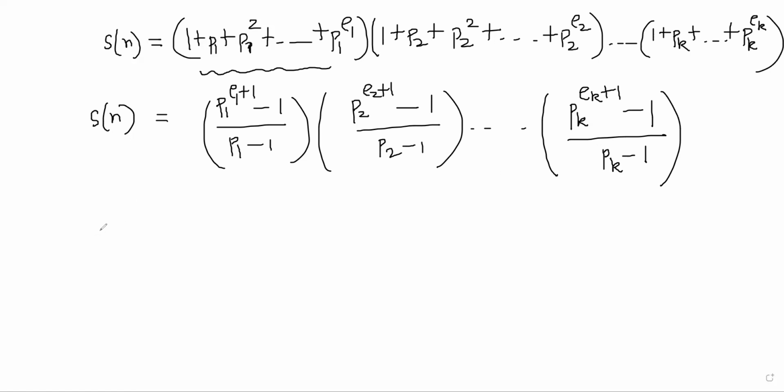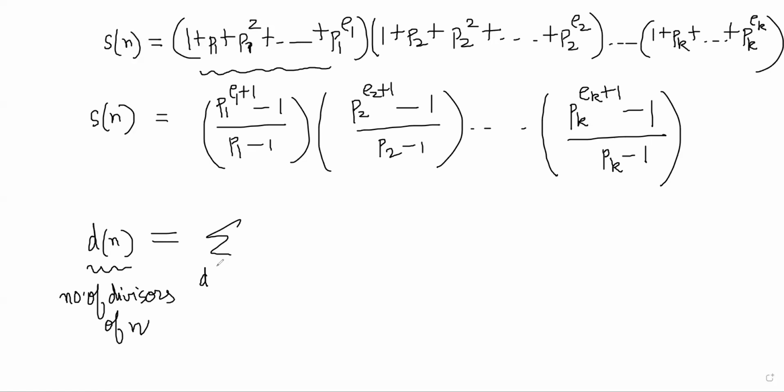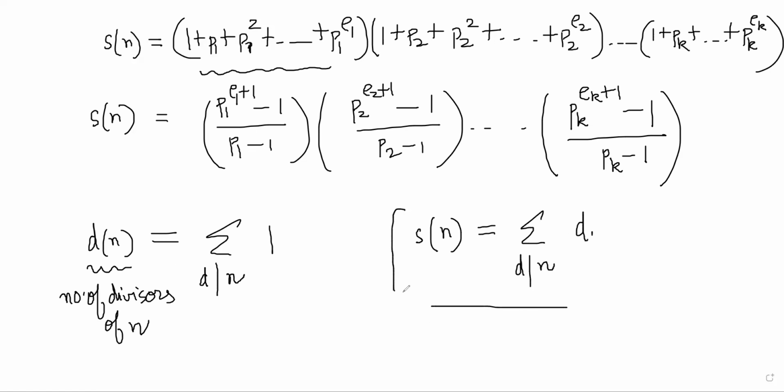Another way to write it in a symbolic way would be, what is d of n? d of n was the number of divisors of n, and d of n can be written as the summation over all the numbers d such that d divides n. So this summation is basically only counting those numbers d which divide n, and you're adding 1 for each of them. So this will give you d of n, and S of n can be written as the summation over d divides n of all of those d, right? So this is a nice and compact notation for S of n, right?